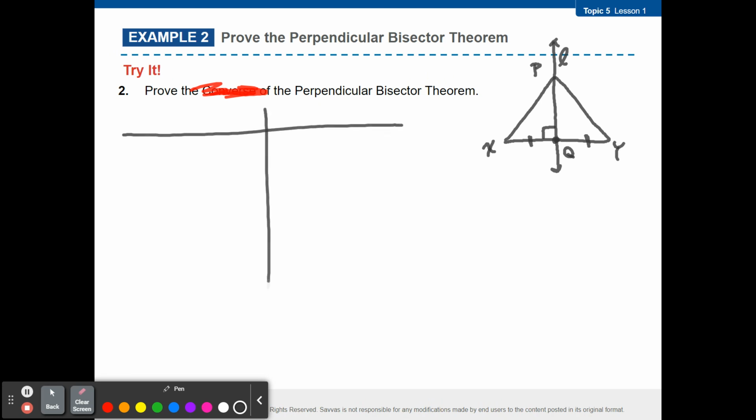So, remember, we have our statements. We have our reasons. All right, first is our given. Our given is that L is the perpendicular bisector of XY.